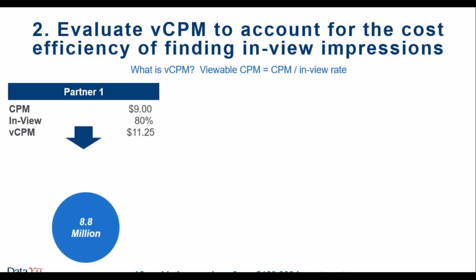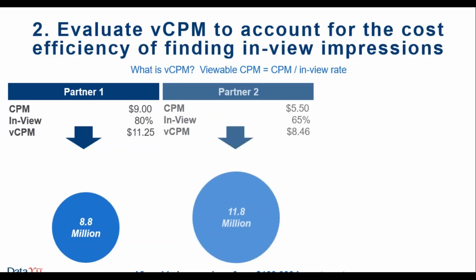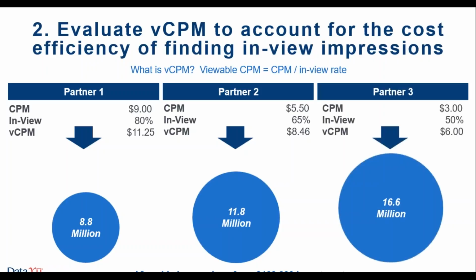We're going to show 3 different partners who are investing in advertising. Partner 1 here is buying advertising at a CPM of $9 with an in-view rate of 80%, which results in a vCPM of $11.25. Partner 2 is buying advertising opportunities at a price of $5.50 with an in-view rate of 65%, which results in a vCPM of $8.46. And partner 3 has an in-view rate of 50% with a CPM of $3, resulting in a vCPM of $6.